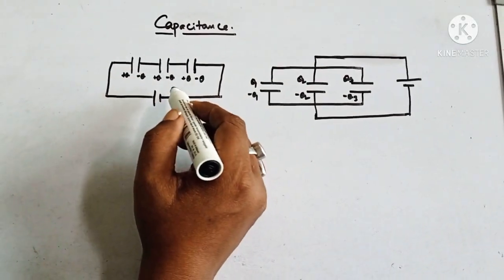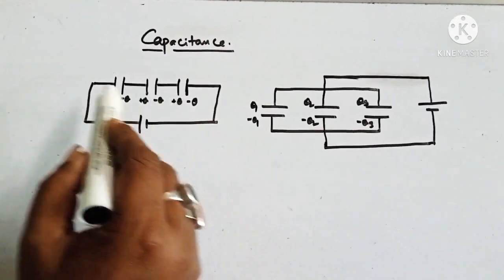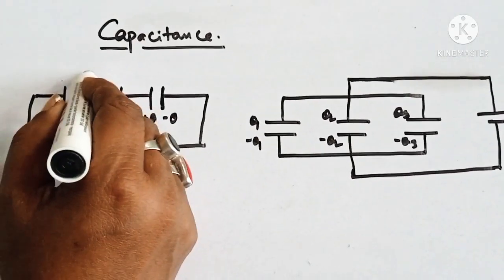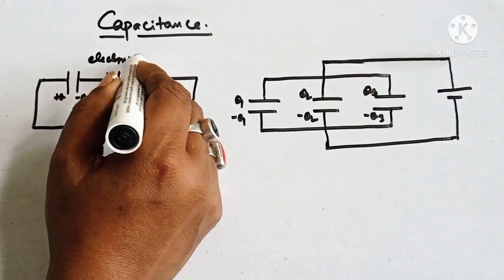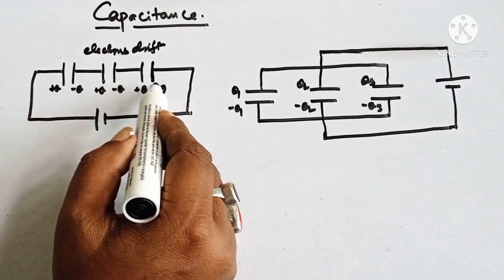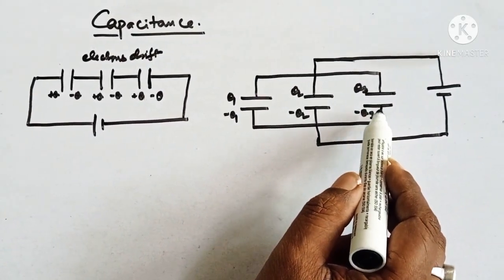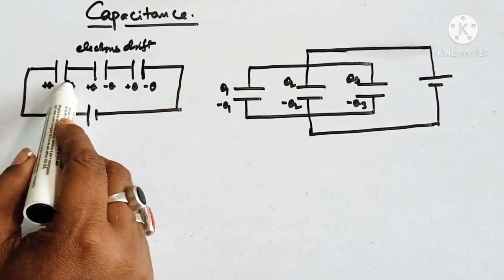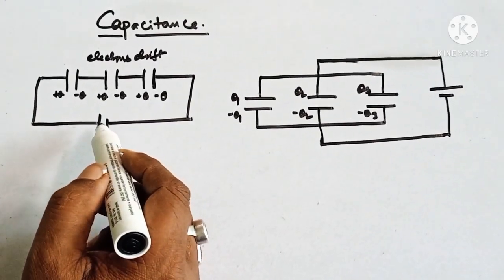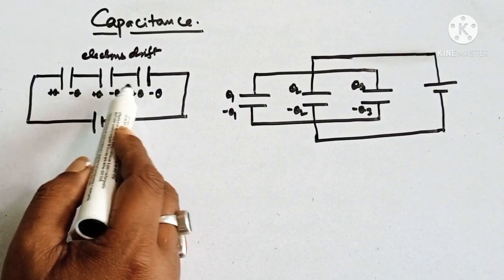Now capacitance. Here I want to show a simple theory: when capacitors are connected in series, due to electron drift, the same charge is developed in each capacitor, but in parallel connections different charges are developed in each capacitor, and both plates have the same charge but of opposite sign. This I want to tell you. This is the most basic. In series you see the charge developed in each capacitor is the same.